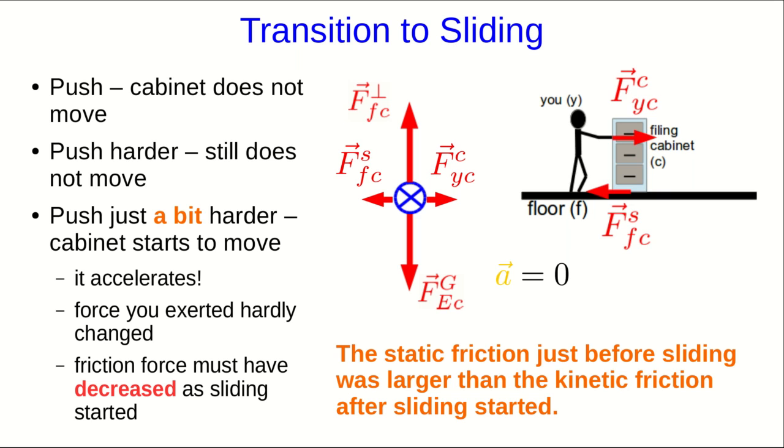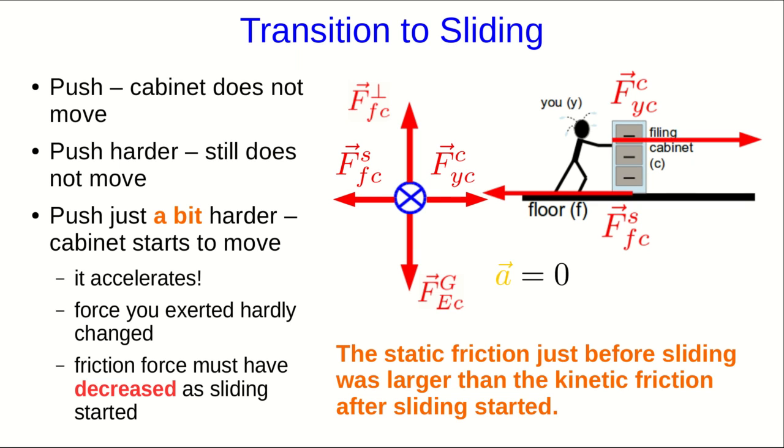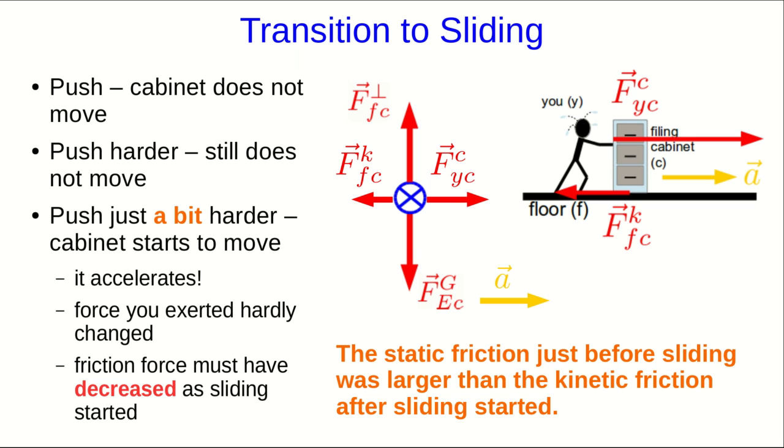Remember, the static friction changes to match the force that you exert on the filing cabinet. And so it can be as small as we want it to be. But if you start off pushing and you push harder and harder and harder still, eventually there'll be some force where if you push just a tiny bit more, that static friction gets replaced with a smaller kinetic friction, and so the cabinet accelerates.